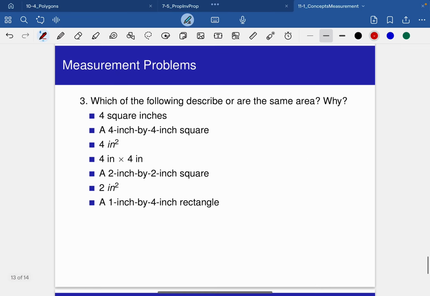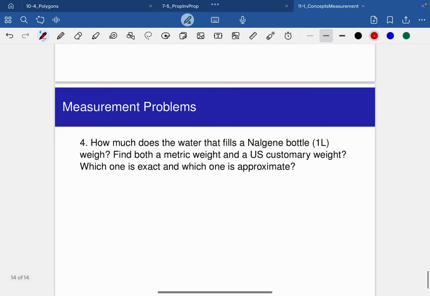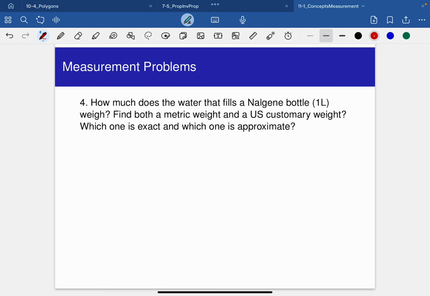Then, which of the following describe or are the same area and why? 4 square inches, a 4-inch by 4-inch square, 4 inches squared, a 2-inch by 2-inch square, 2 inches squared, and a 1-inch by 4-inch rectangle. And then, how much does the water that fills an Nalgene bottle, 1 liter, weigh? Find both a metric weight and a U.S. customary weight. Which one is exact and which one is approximate?